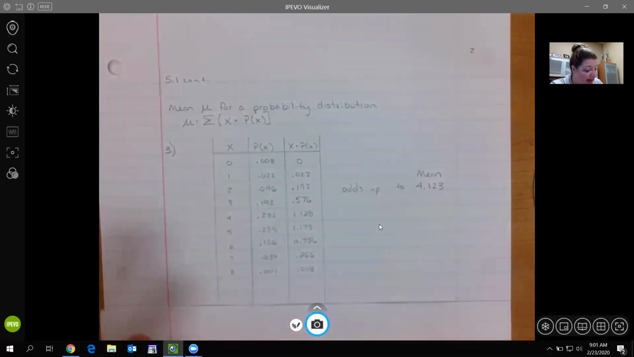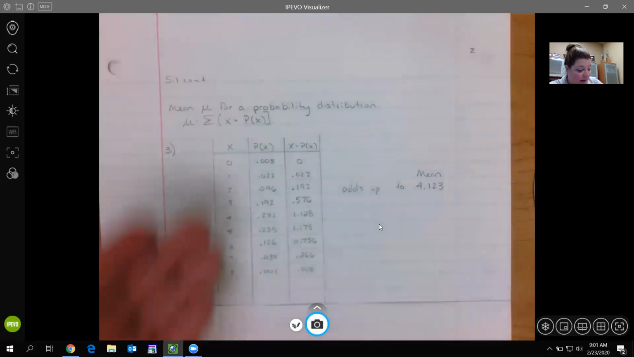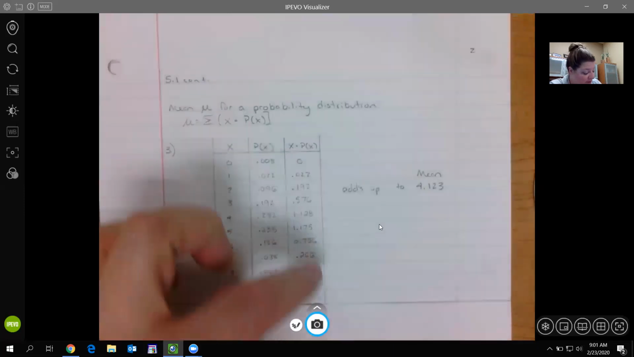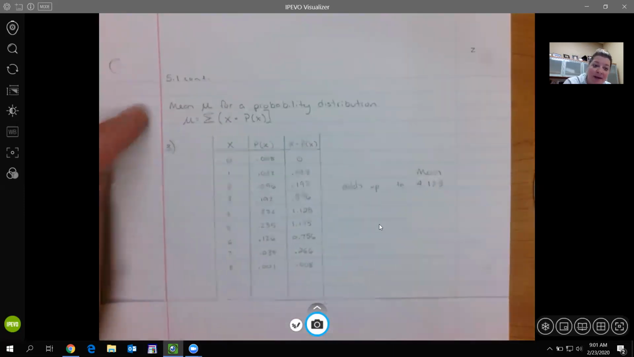So the mean of this data is around 4. Well, it does look like it's about in the middle, so it looks pretty accurate. So again, I added them up after I multiplied them together. So this is our mean.